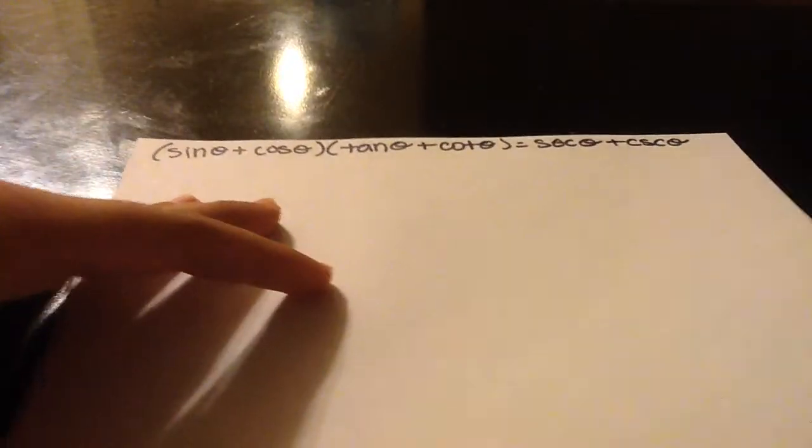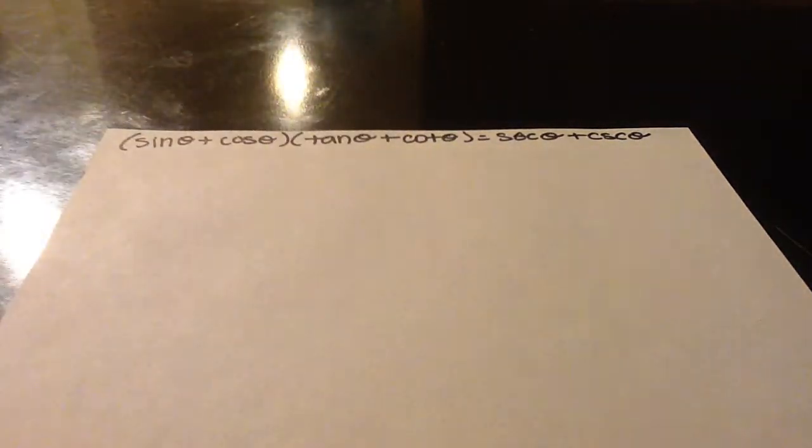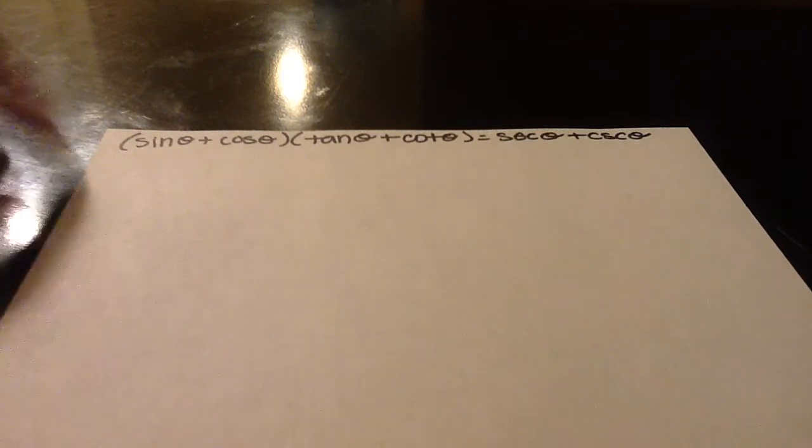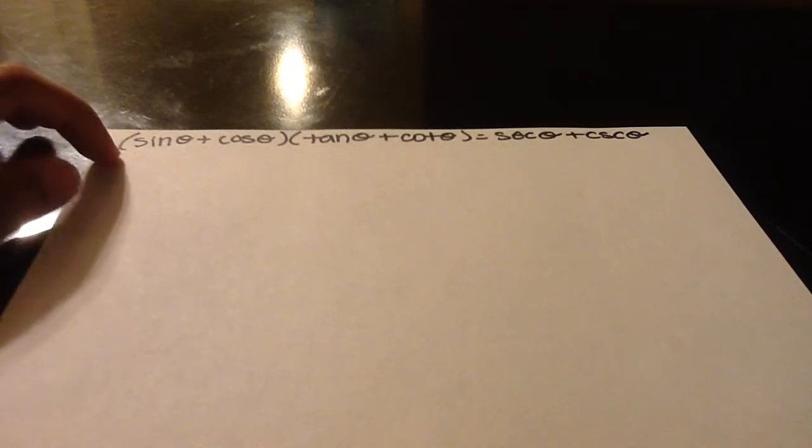So the equation that was given to me was (sin θ + cos θ)(tan θ + cot θ) = sec θ + csc θ. So first we're going to start off by working on the left hand side, which is this one.